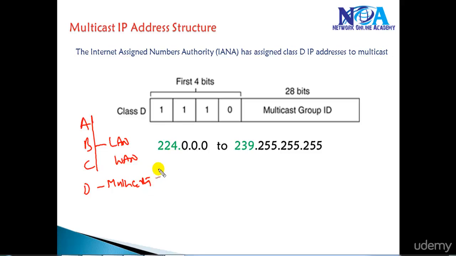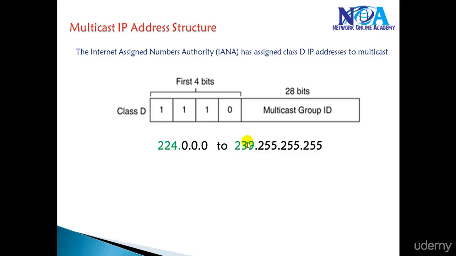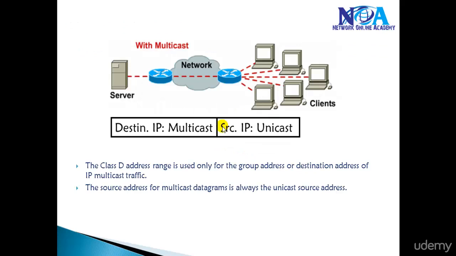Now if you want to host any multicast services or multicast server or multicast host, we need to use this class D address range, which comes in the range of 224 to 239. So every multicast address is going to represent a multicast application, and it's typically referred to as a group address. Now IANA has reserved this class D address for multicasting.